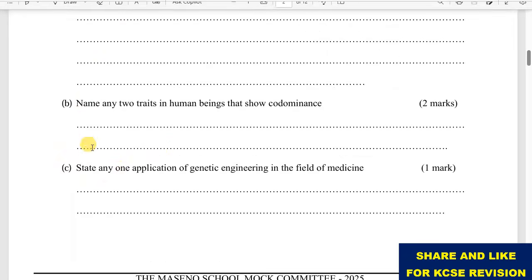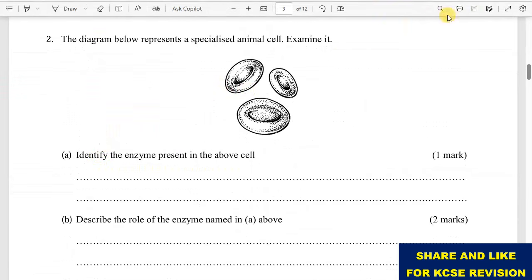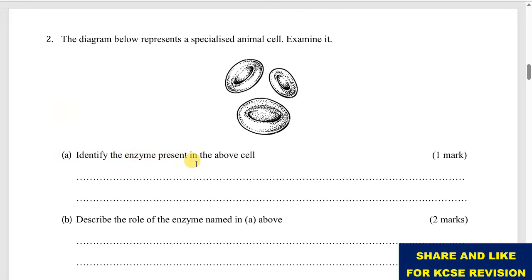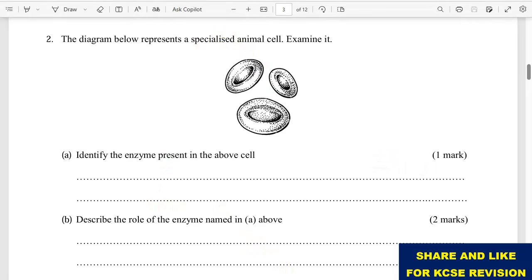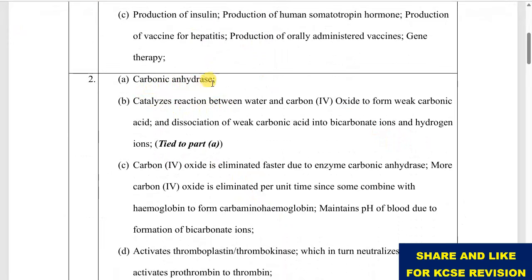Question 2. The diagram represents a specialized animal cell. Examine it. Identify the enzyme represented in the above cell. Carbonic anhydrase.